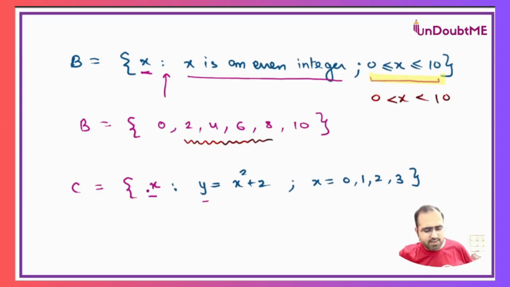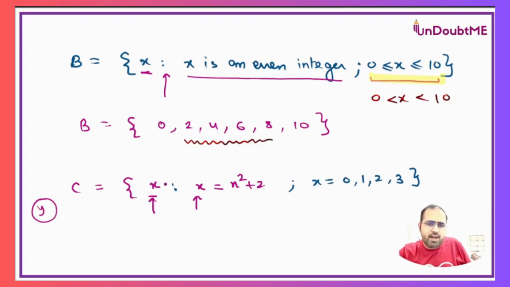Since I have defined x as an element, I will write x is equal to n square plus 2. Earlier I had defined it as y. The reason why I'm not taking that y letter is because x is an element of the set, so the condition should be on x. If I would have written y over here, then y is equal to x square plus 2 would have been okay. So now this limit should be on n. And now you can just have a look at it again. We will put the value of n equal to 0, 1, 2, 3, and we can get respective x values.